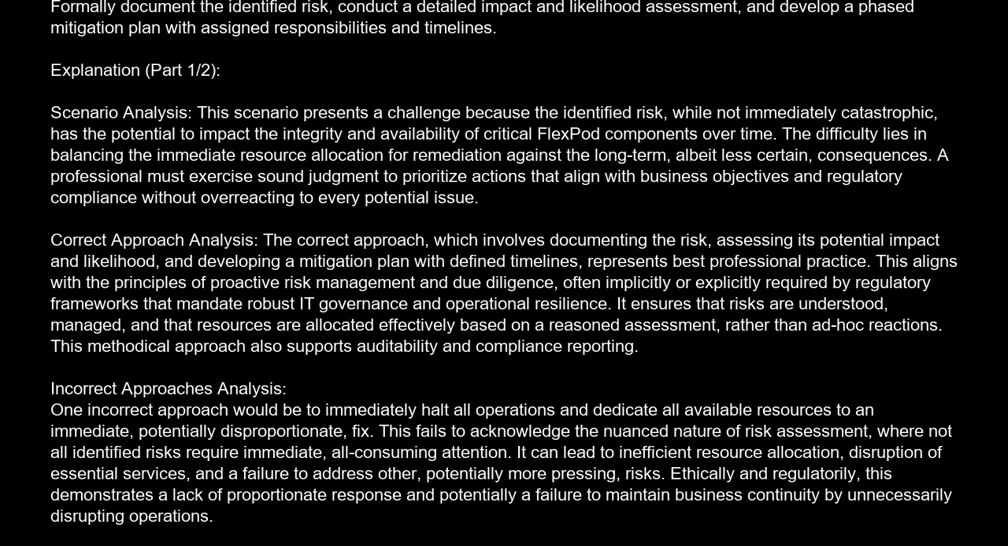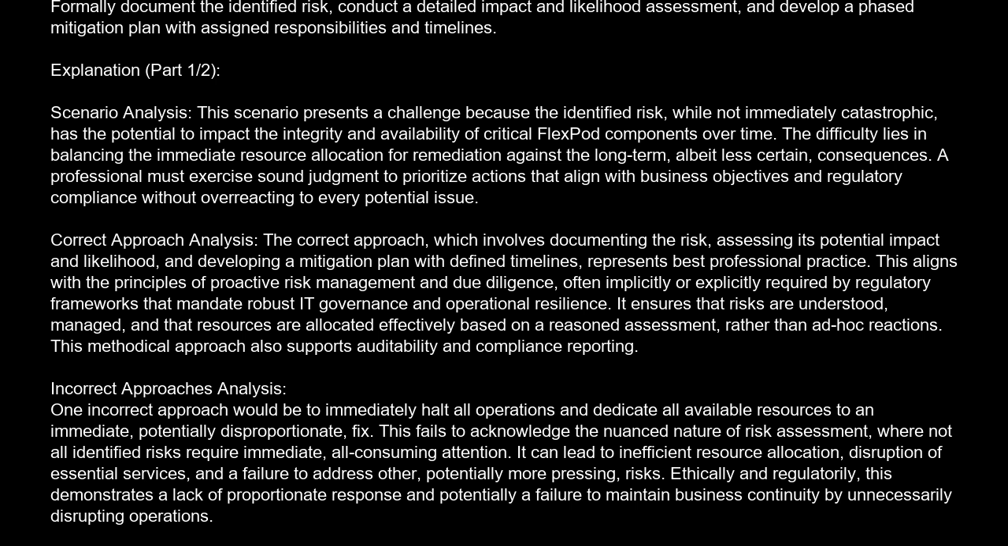Incorrect approaches analysis. One incorrect approach would be to immediately halt all operations and dedicate all available resources to an immediate, potentially disproportionate fix. This fails to acknowledge the nuanced nature of risk assessment, where not all identified risks require immediate, all-consuming attention. It can lead to inefficient resource allocation, disruption of essential services, and a failure to address other, potentially more pressing, risks. Ethically and regulatorily, this demonstrates a lack of proportionate response and potentially a failure to maintain business continuity by unnecessarily disrupting operations.